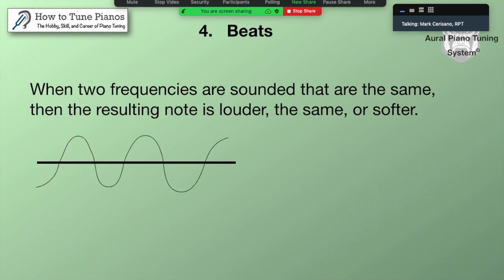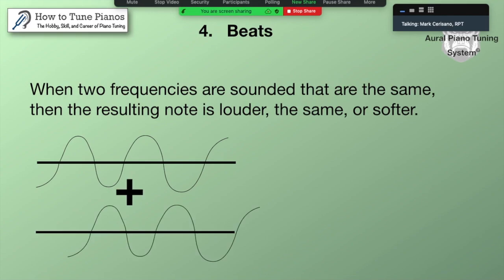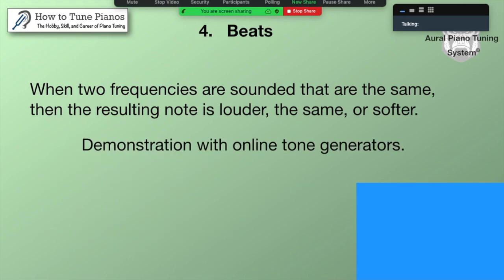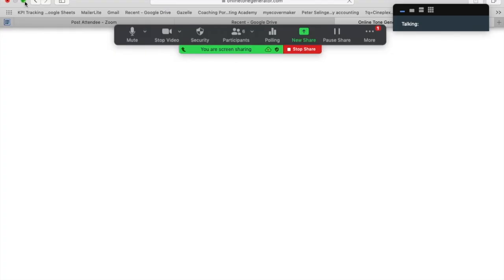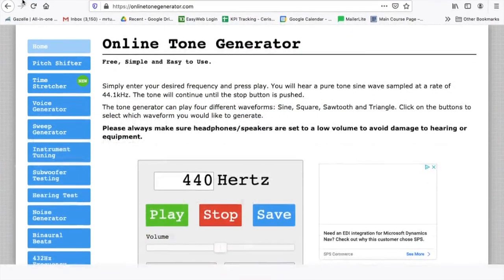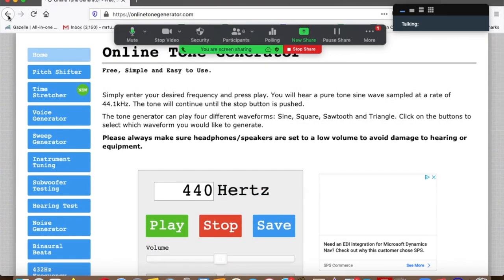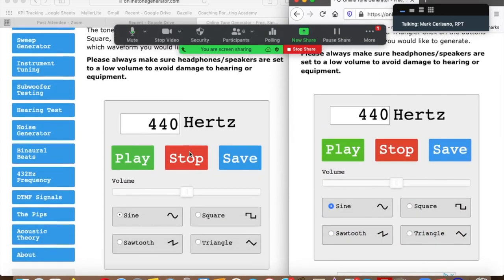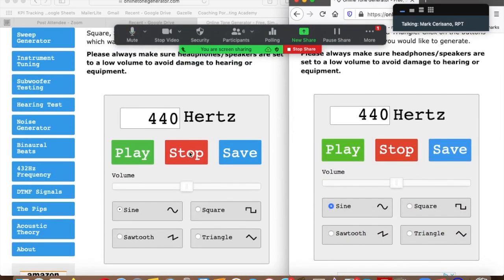But sometimes you get a note and the same note, another note with the same frequency is played that has the peaks lining up with the valleys and the valleys lining up with the peaks. And when you add those two together, you actually get a softer note. And I want to demonstrate this for you. So now what we have here are two tone generators. And what we're going to do is show you that sometimes when we add two notes together that are the same frequency, they can actually be quieter.